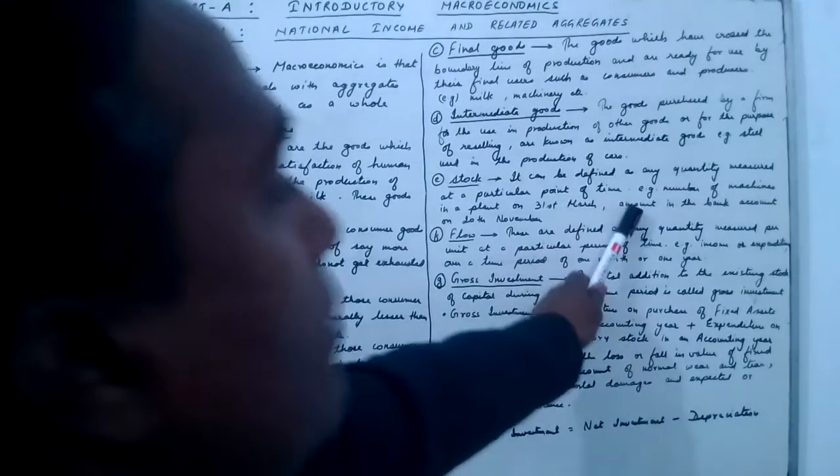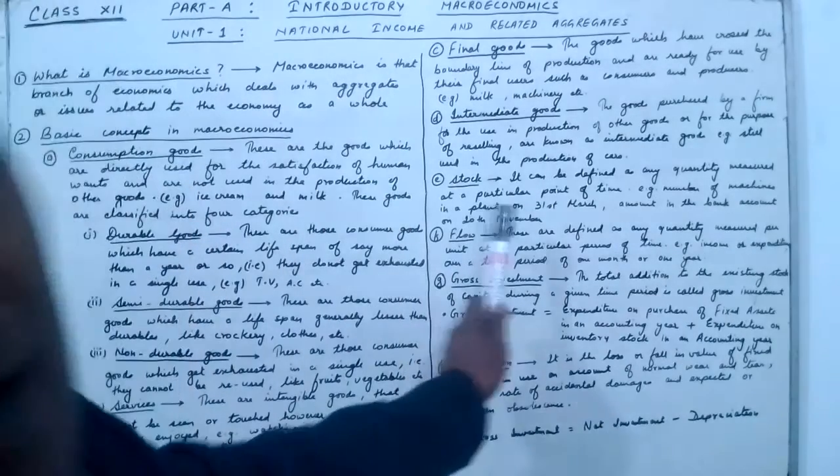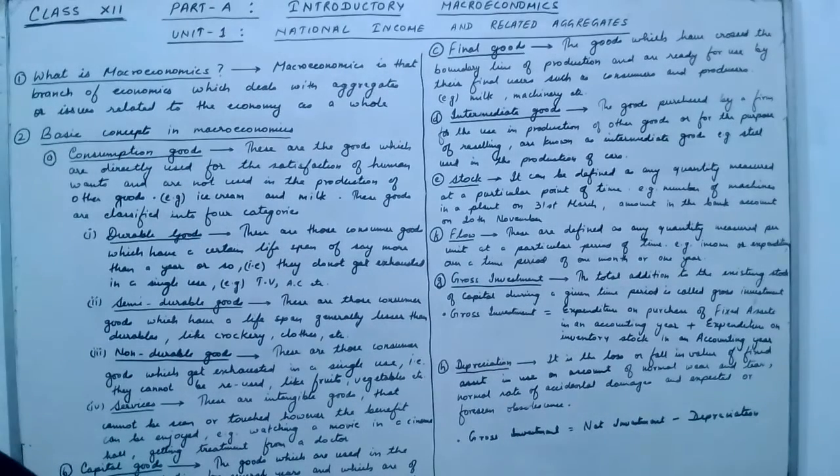Similarly, an example is the amount in the bank account on 20th November. On 20th November, how much money you have in your bank account is basically called stock.